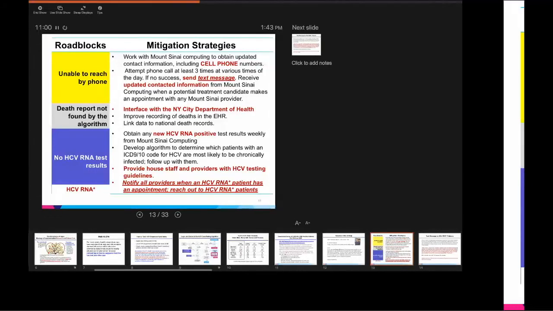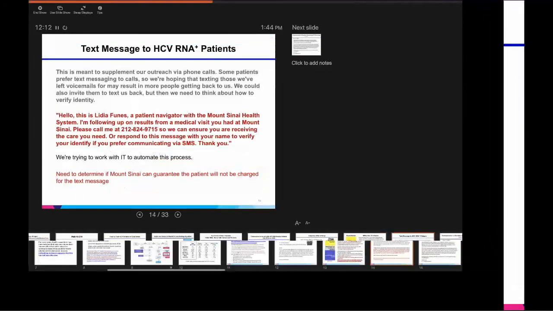We've successfully interfaced with the New York City Department of Health, and we're working with Epic and with Andrew to get all new Hep C RNA positive test results back, and have plans to provide information about testing guidelines and notify providers when a positive patient has an appointment. And I'll get into it.